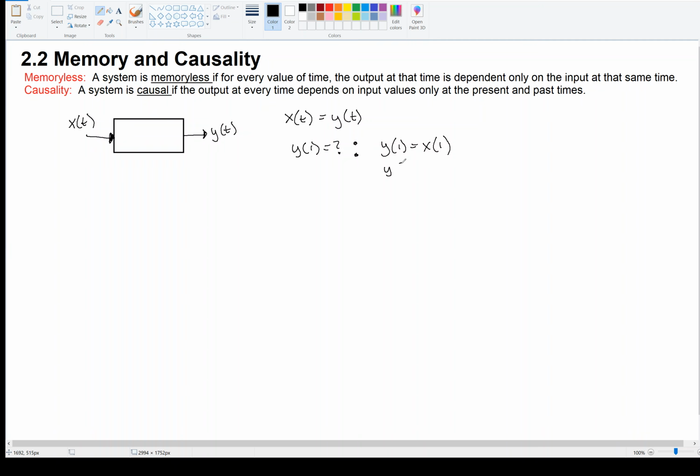Well, let's try another value of time. How about y of 2? The output at 2 units of time is the input at 2 units of time. So you can see where we're going with this. This true bypass system, or identity system, is memoryless because the output at time step t only depends on the input at time step t. That should seem obvious, but let's consider a more advanced system.